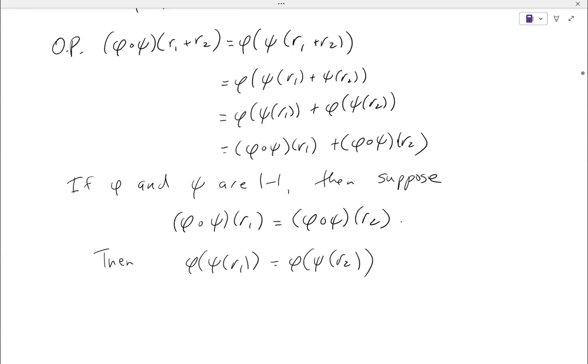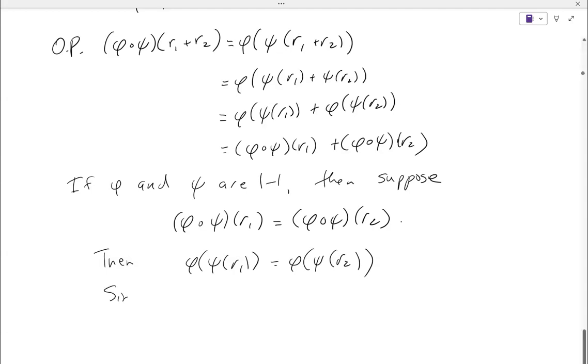Which one do I want to use the 1-to-oneness of first? Do I want to use the 1-to-oneness of phi or the 1-to-oneness of psi first? You get a 50-50 shot if you're just guessing, but which one do you want to use first? The phi, yeah, exactly. Because I have phi of an input equals phi of another input, right? So that's why I want to use the 1-to-oneness of phi.